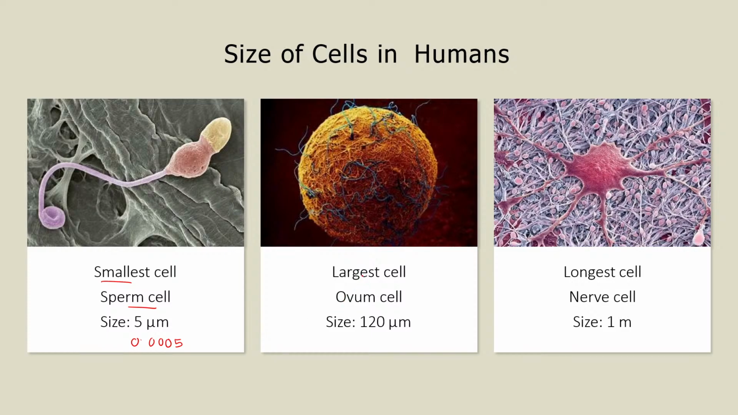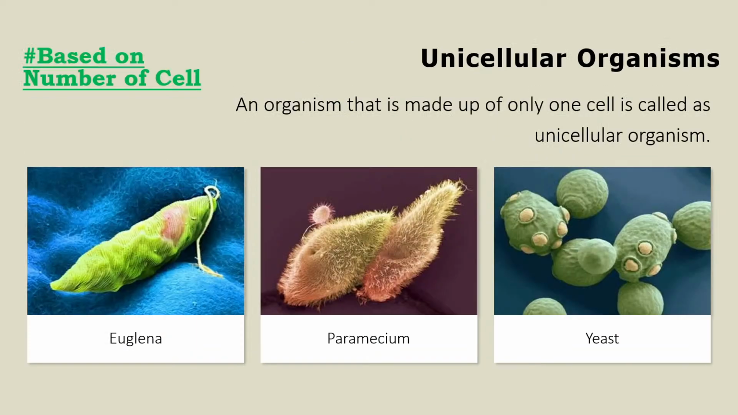The largest cell in the human body is the ovum or the egg cell. What is the size of that? It is 120 micrometer. It is comparatively bigger than the sperm cell. And the longest cell in the human body is the nerve cell. As I told you, the size is 1 meter. So we have different types of cells based on size.